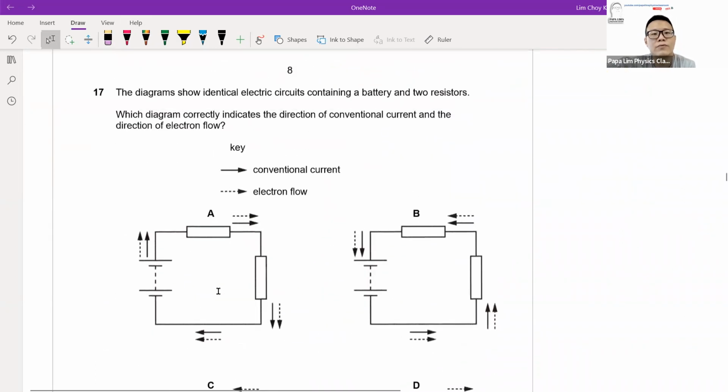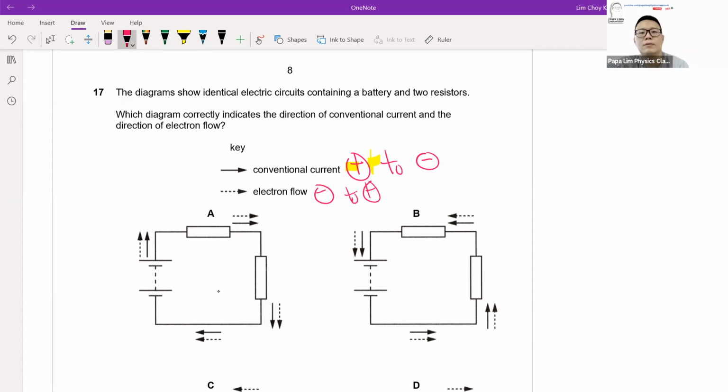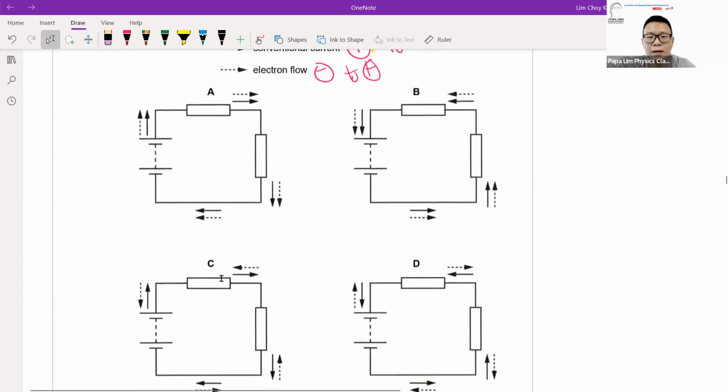Conventional current flow and electron flow. This one is what we know. Conventional current flow is from the positive terminal to the negative terminal. Electron flow will be from negative to positive. So this one is quite straightforward. I will not go through it. Just know the direction.